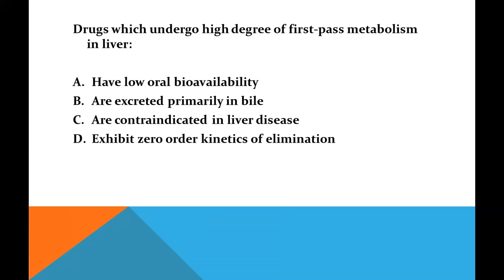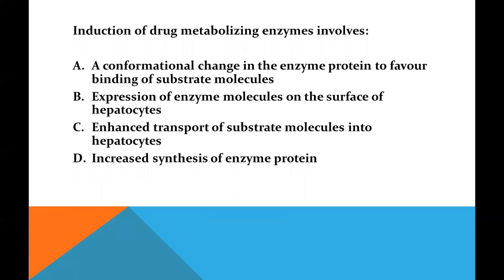So now the next question. Drugs which undergo high degree of first pass metabolism in liver. So the options are they have low oral bioavailability, they are excreted primarily in bile, they are contraindicated in liver disease, and they exhibit zero order kinetics of elimination. So the correct answer is they have low oral bioavailability. Now moving to the next question.